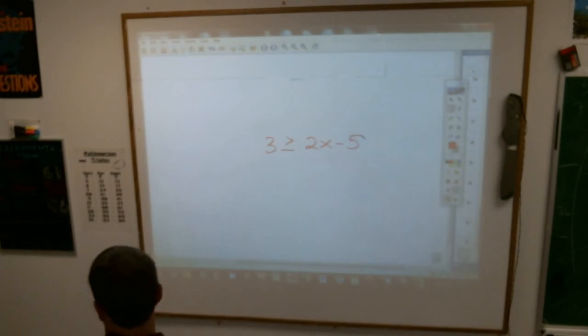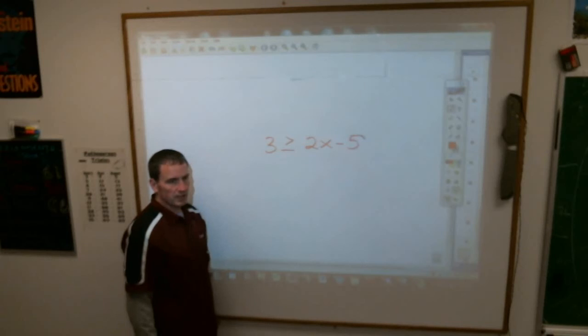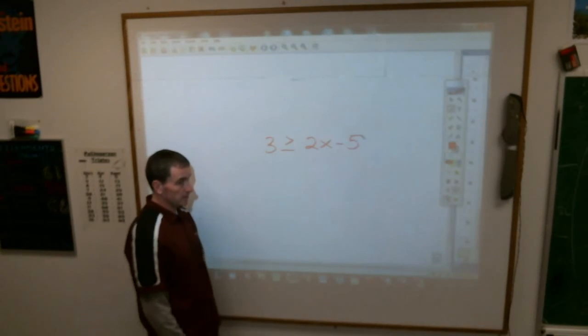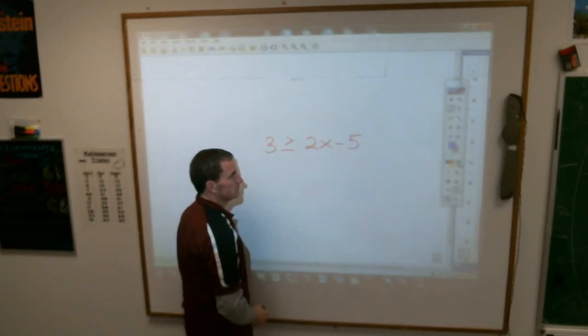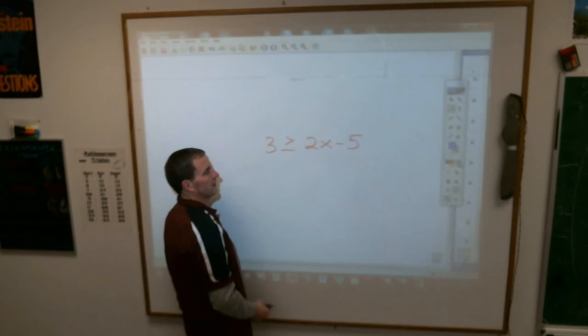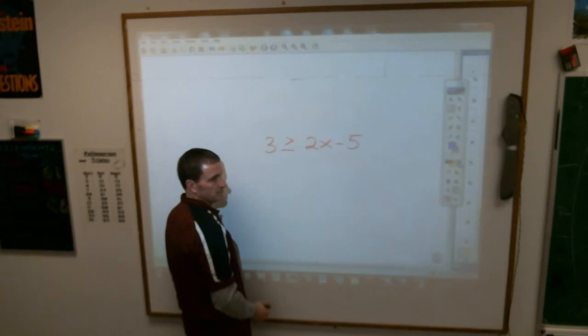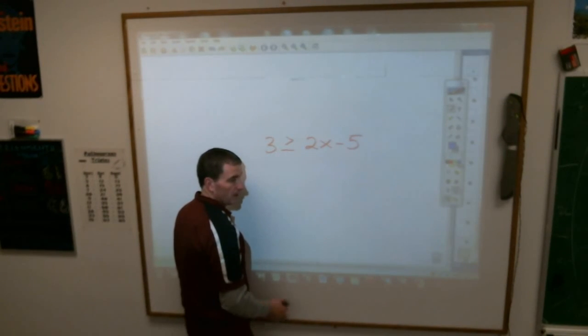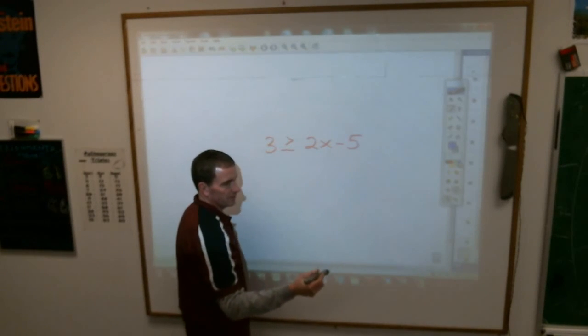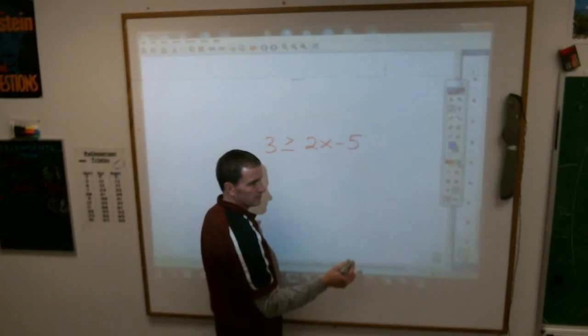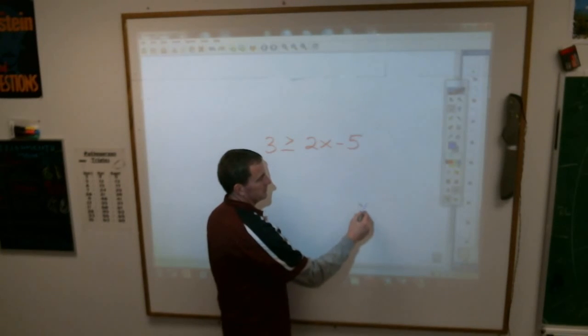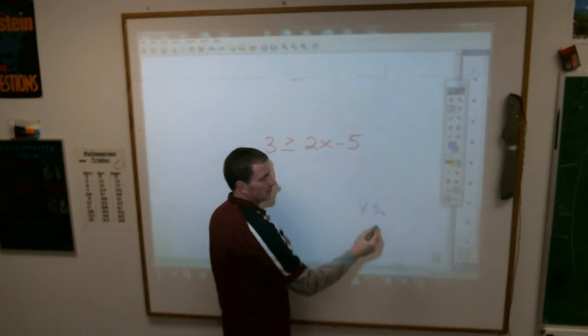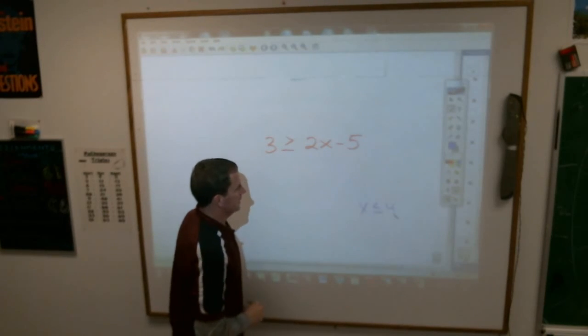We get an answer? Here's how yours should look. First of all, you solve for x, right? Luke, what did you get for an answer? 4. Well, you can't really have 4 because there's an inequality sign there. So it's going to be x is greater than, less than, or equal to something. X is less than or equal to what? 4. Well, let's check and see.